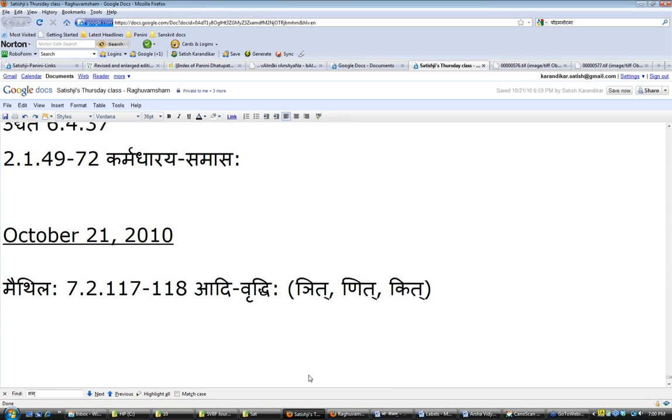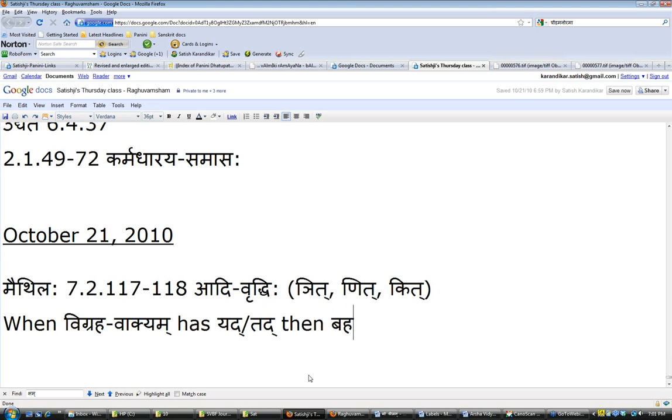there is a simple way to learn Bahuvrihis. In the beginning you can only focus on those compounds which have the Vigraha Vakyam. If the Vigraha Vakyam has Yat Tat in some vibhakti and vachanam, then we can say this is a Bahuvrihi compound.